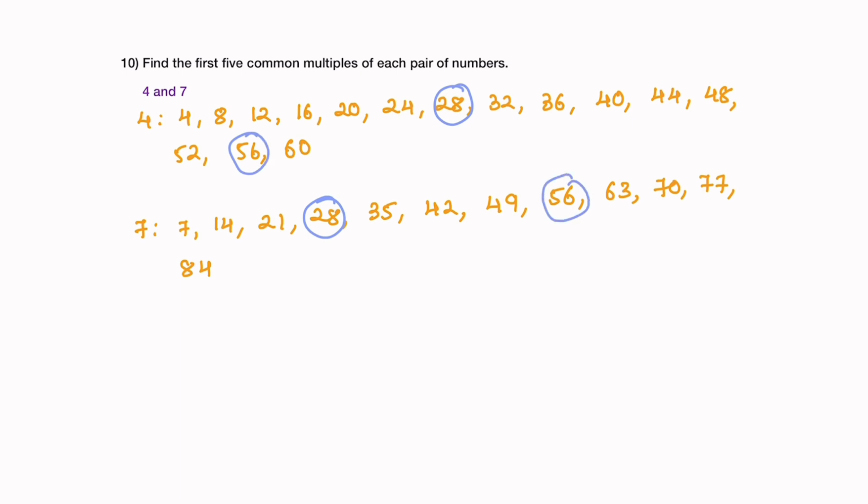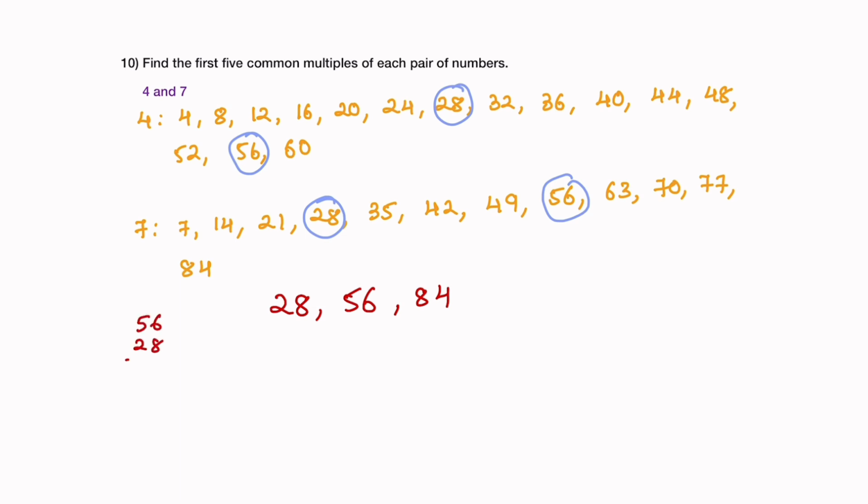So let's write those 2 first. That's 28 and 56. What's happening? 28 plus 28 is 56, right? So you keep adding 28 to this and you will have the next number. So 56 plus 28 will be how much? 84. You can check here.